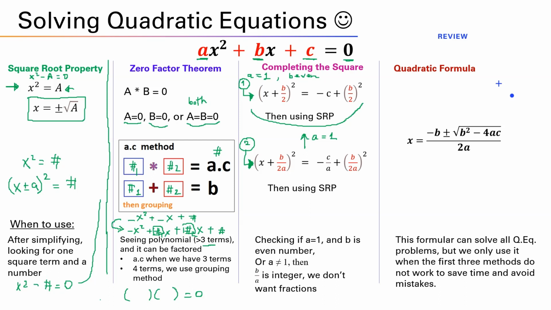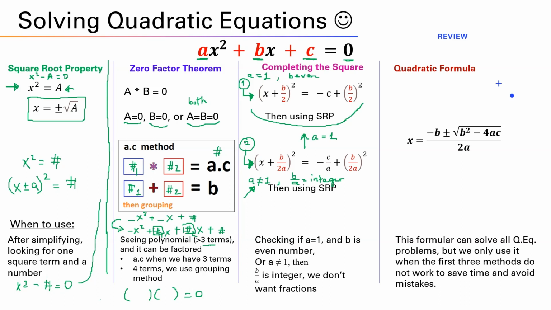Okay, how about if a is different from 1? When a is different from 1, we use number 2. This is when a is different from 1, but we have to check if b divided by a is an integer, so like a whole number. Because we don't want to work with fractions or decimals, those conditions make it nice to work with.